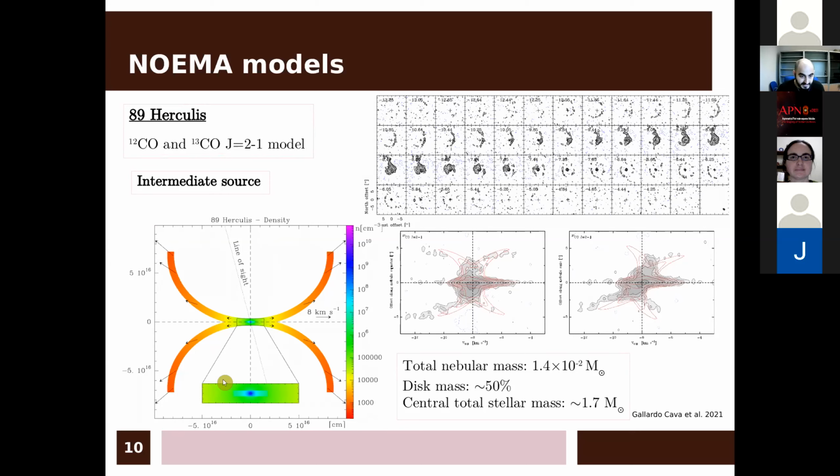And in the innermost region, we see a high density region that has Keplerian dynamics, and of course it has another 50% of the total mass. So this source could be in between the disk dominated and the outflow dominated sources.